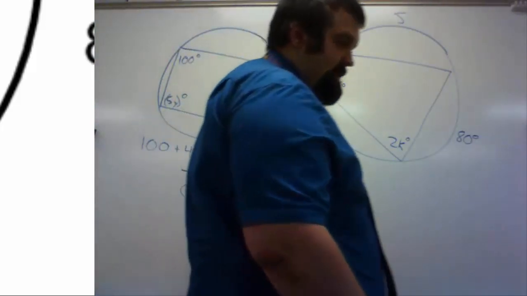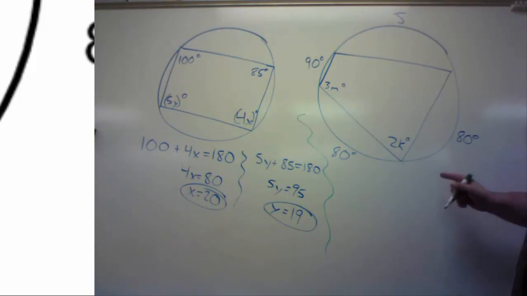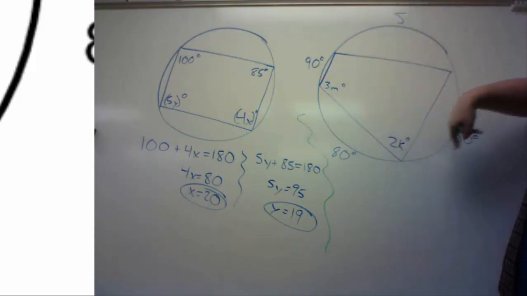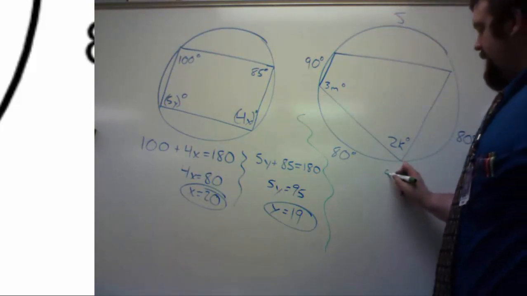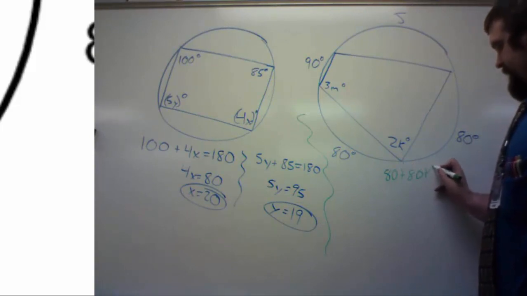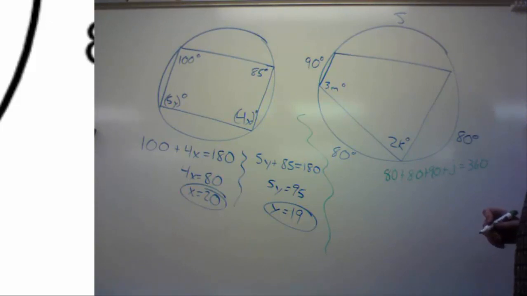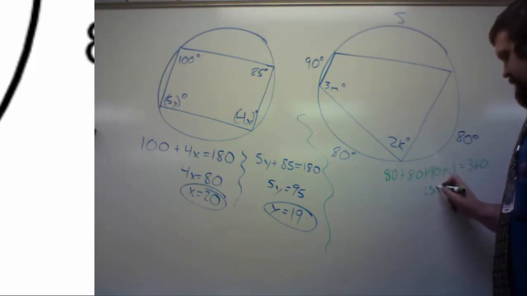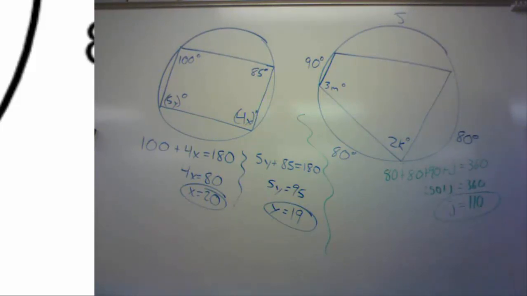The one on the right is slightly more challenging. Either way, I have to first of all find what j is. This is 80, this is 80, this is 90. All the arc measures have to add up to be 360. So if I do 80 plus 90 plus j, that has to equal 360. So 250 plus j has to equal 360. So j is truly 110. So I found my first variable, j.